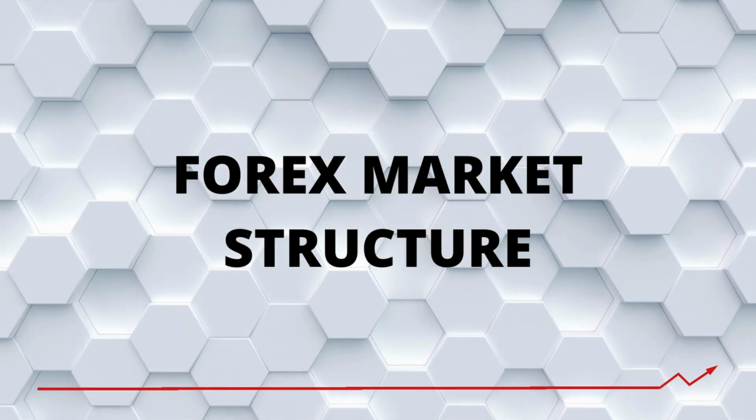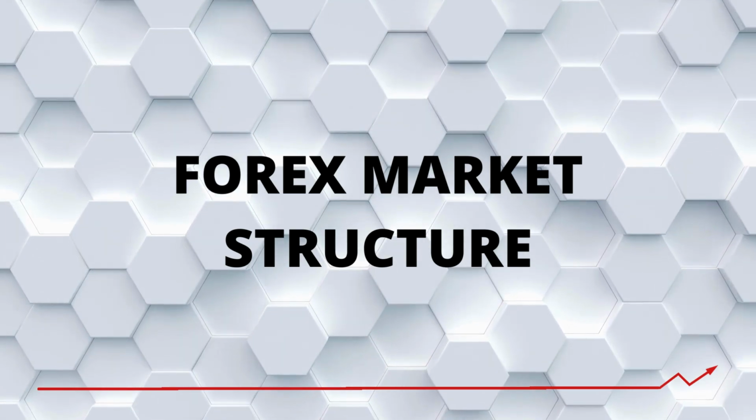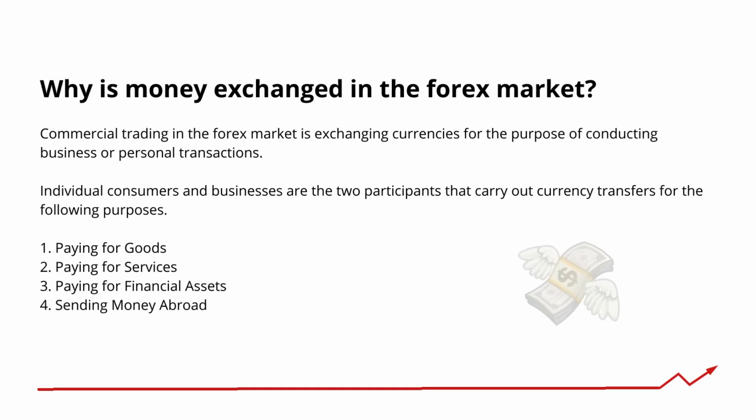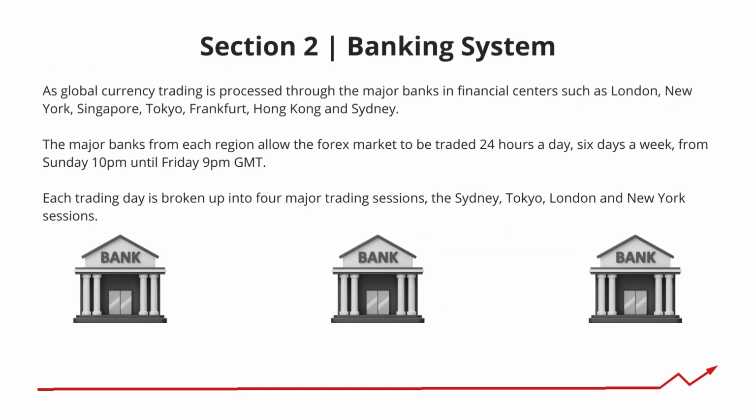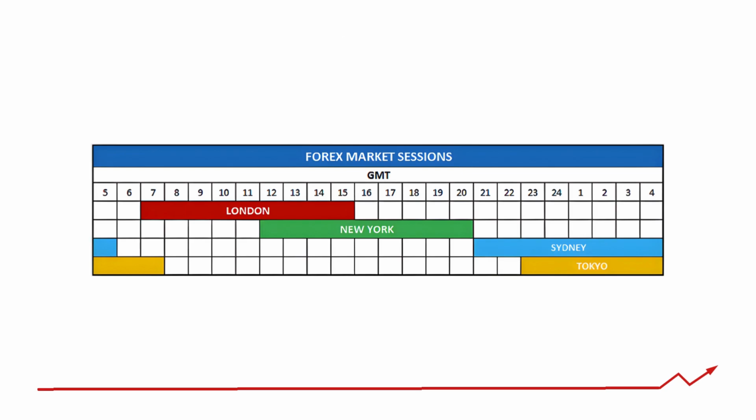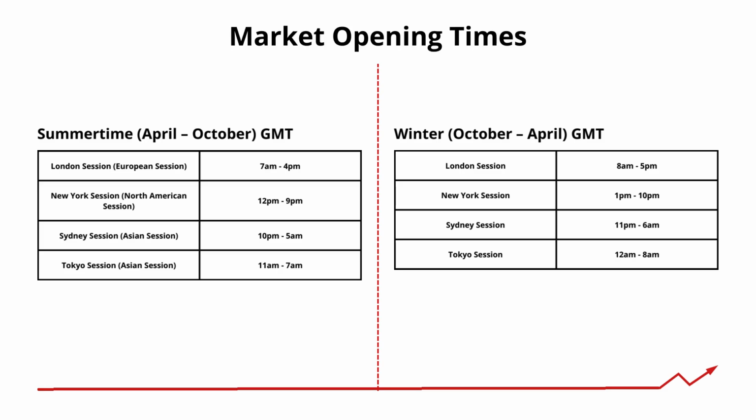Then guys, to continue to build out our foundation, we're going to look at the Forex market infrastructure. So I'm going to explain to you guys why money is exchanged all around the world through the banking system for the purposes of conducting business transactions or personal transactions for goods, services, and financial assets. We'll also look at the trading times that the markets are kept open by the different trading sessions in New York, London, Sydney, and Tokyo, as you're going to have an understanding of how the market's kept open 24 hours a day, 6 days a week.